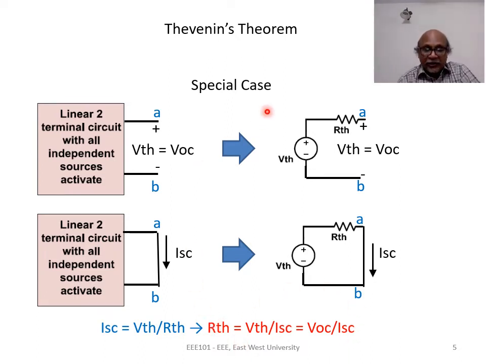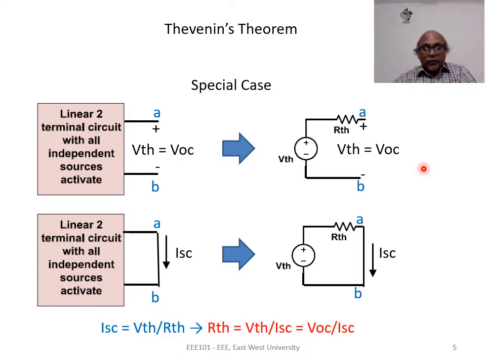According to the special case, Thevenin's equivalent resistance RTH is the ratio of the open circuit voltage between node A and B and the short circuit current between node A and B.